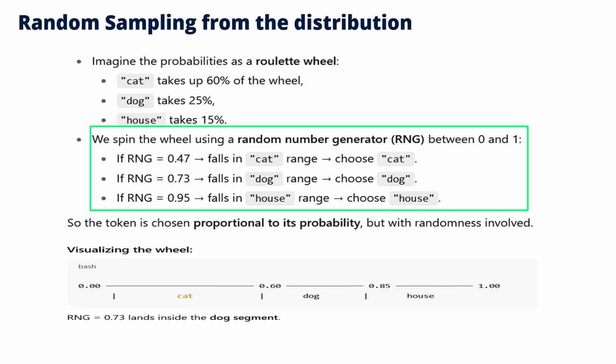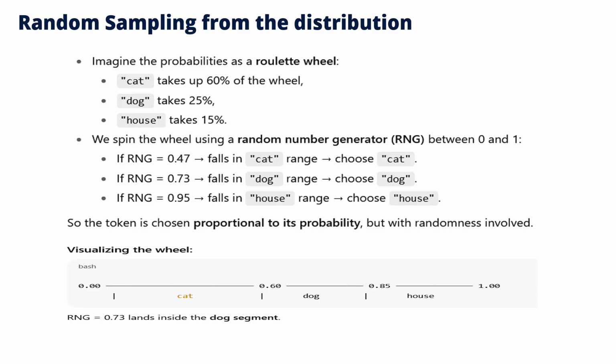If the random number is 0.73, the pointer falls in the dog range and the model chooses dog. If the random number is 0.95, it lands in the smaller slice for house. In short, the model doesn't always pick the highest probability token. It samples from the probability distribution using randomness. That is why you might get different responses even with the same prompt.